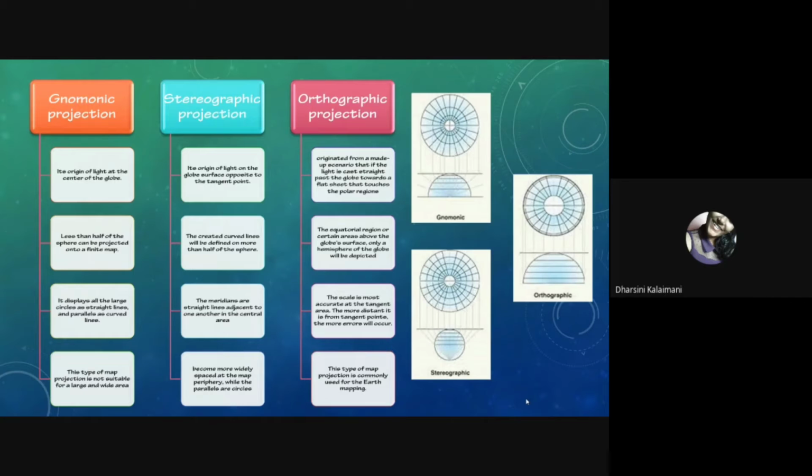Third is orthographic projection. It originated from a made-up scenario that if the light is cast straight past the globe toward a flat sheet that touches the polar regions, the equatorial regions, or certain areas above the globe surface, only a hemisphere of the globe will be depicted. The scale is most accurate at the tangent area. The more distant it is from the tangent point, the more errors will occur. This type of map projection is commonly used for Earth mapping.